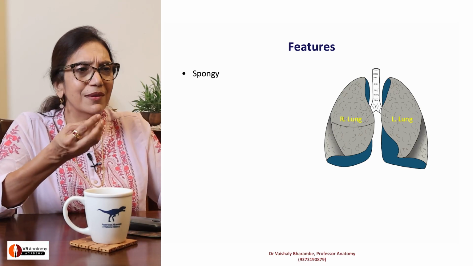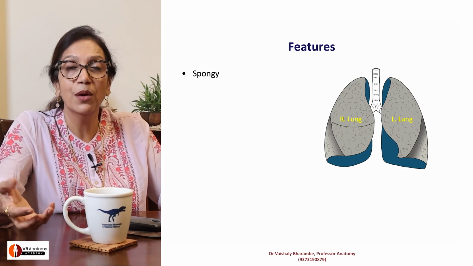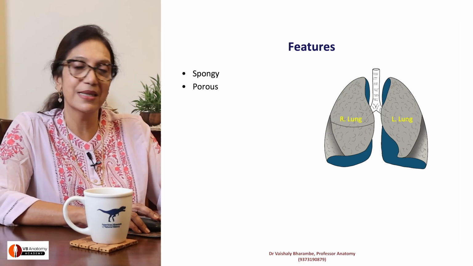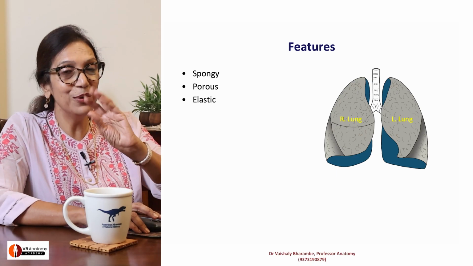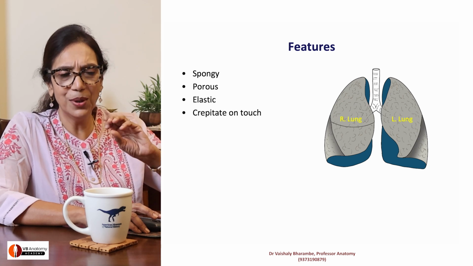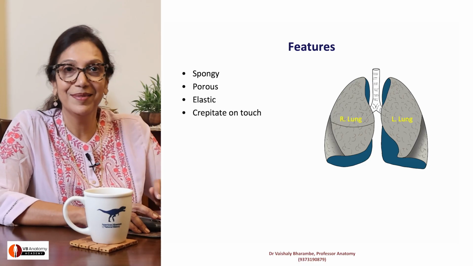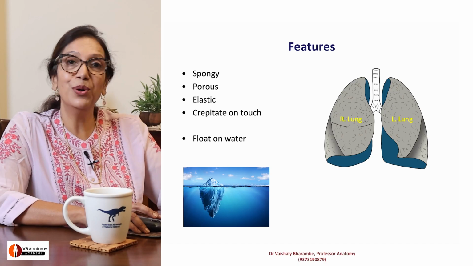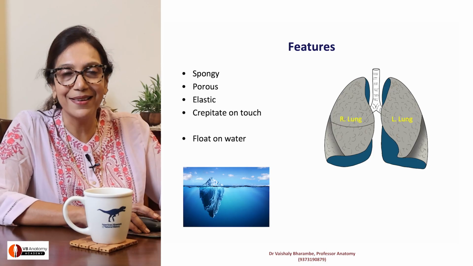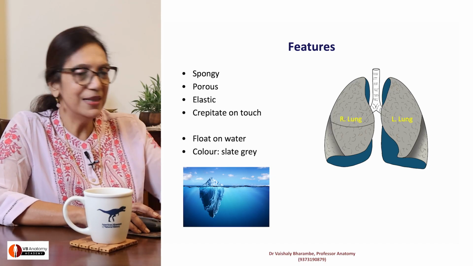What are the features? What is this lung, this peculiar looking organ in the body? Understand that your lung is spongy, it is porous, it is elastic. Didn't you feel you could compress it quite a bit? It crepitates on touch. When you press it, you can actually feel bubbles inside. In Hindi we say bud bud. And it floats on water. Why does it float on water? Because of course it's full of air. And it's slate grey in color.